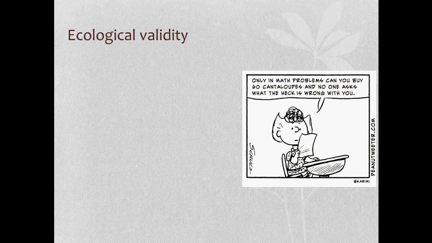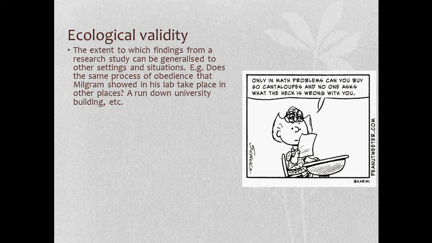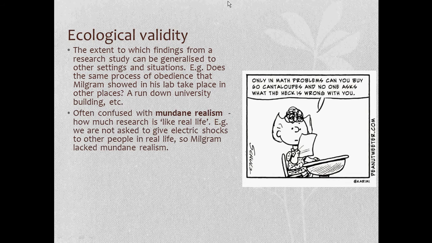Right, ecological validity. We've talked about this a lot, but what we need to look at now is a little bit more detail about what it means. So here's our definition: the extent to which findings from a research study can be generalized to other settings and situations. An example of that is, does that same obedience process that happened in Milgram take place in other settings, like a rundown university building, or in a school? Would the same thing take place? So it's looking at, can it be generalized to other settings? Does it happen in other places?